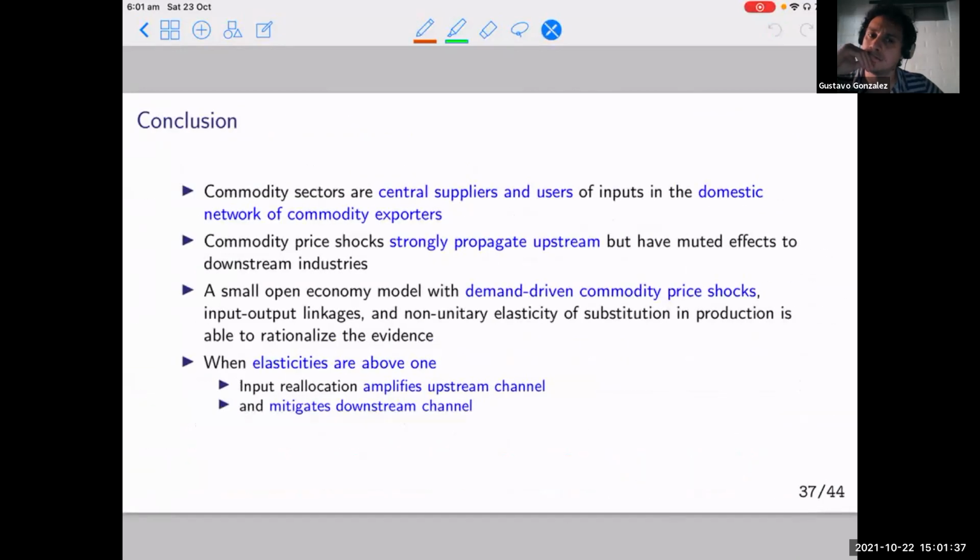So as a conclusion, commodity sectors are central suppliers and users in the domestic production network. We do see a strong upstream propagation of demand-driven commodity shocks, and so far our qualitative explanation is related to production substitutability that mitigates one channel and amplifies the other in the presence of demand-driven commodity price shocks. In the future, we will go more quantitative, but this is all we have so far. I think we have 3 or 4 minutes for questions. Thank you.